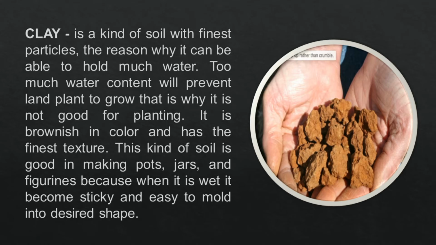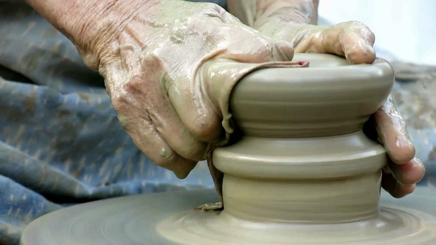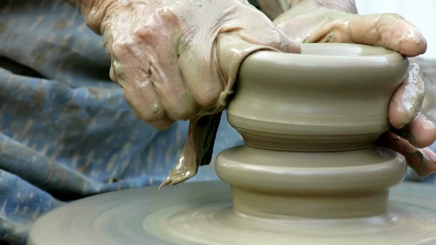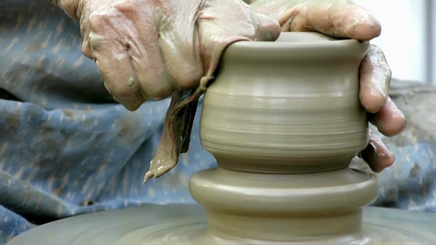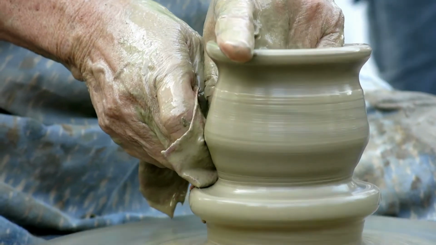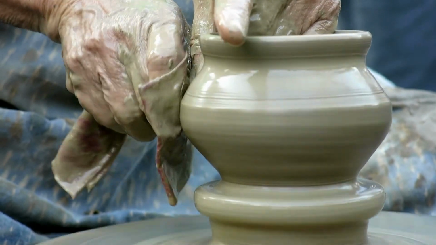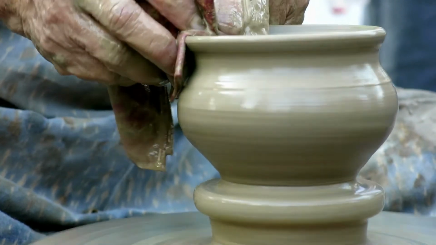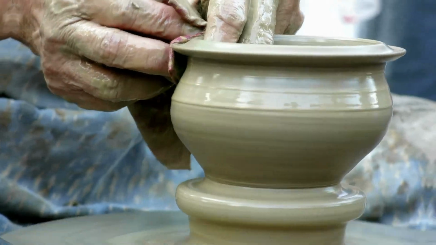It has the finest texture. This kind of soil is good in making pots, jars, and figurines because when it is wet, it becomes sticky and easy to mold into desired shape, and madali lang din itong patuyuin.